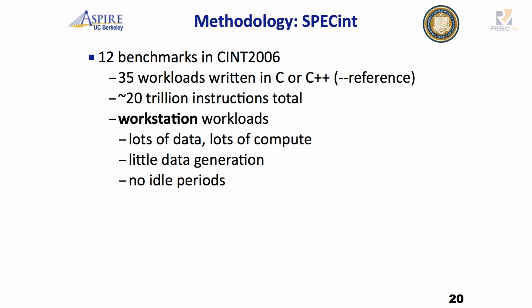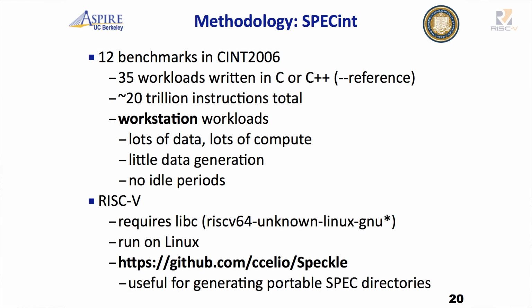This is 12 benchmarks across 35 workloads, 20 trillion instructions, so that's about an hour to run on an Intel Xeon, and about an hour to compile on an ARM core. We'll be looking at the workstation workloads. This is lots of data, lots of compute, not a lot of data generation, and no idle periods. So we have to also be aware that we are looking at a very specific set of benchmarks. And for RISC-V, and for all of them, we'll be using glibc and running on top of Linux.